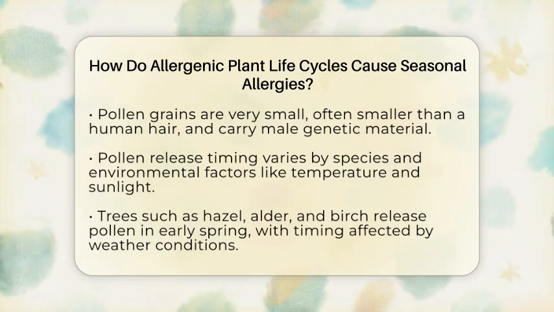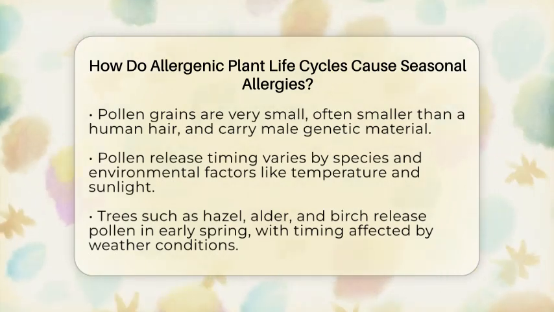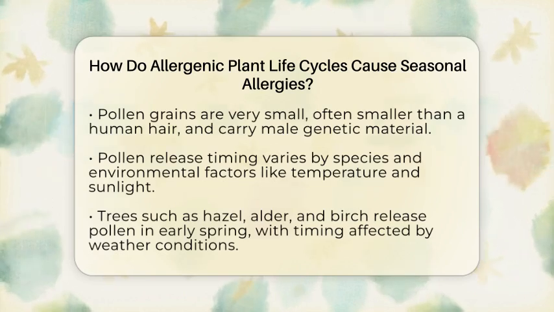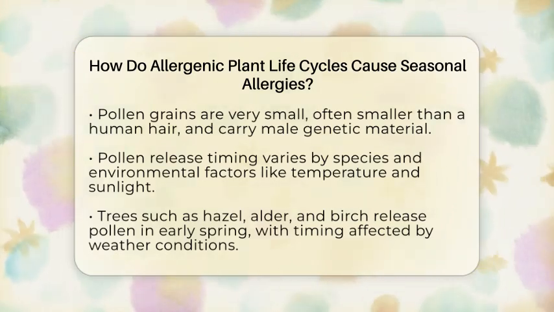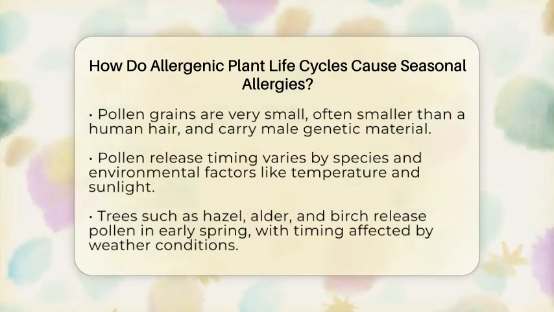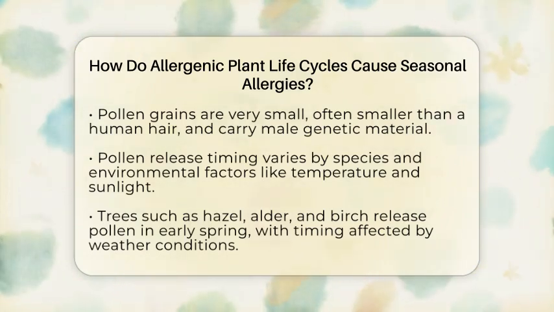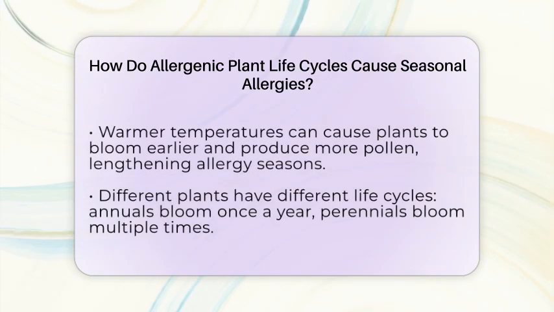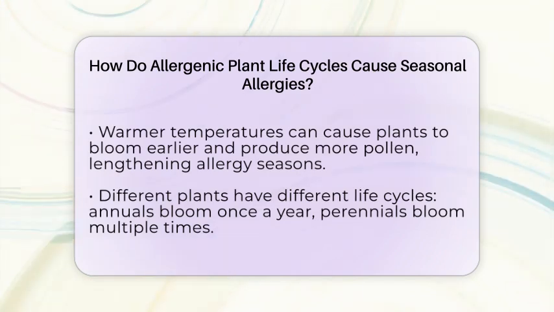The timing of when plants flower and release pollen depends on the species and environmental factors such as temperature, sunlight, and weather. For example, trees like hazel, alder, and birch start releasing pollen in early spring, but the exact timing can shift if the weather is warmer or cooler. Warmer temperatures tend to cause plants to bloom earlier and produce more pollen, making allergy seasons longer and more intense.